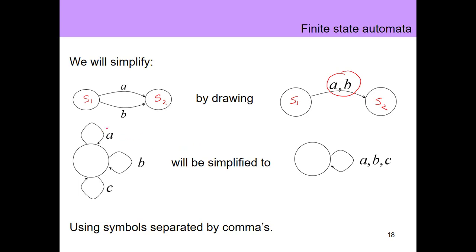If we have a possibility to stay in the same state, let's say this is state S3, and if I take an A, I stay there. And if I take a B, I stay there as well, etc. So this can be simplified by writing one arrow and saying, okay, if I have an A or a B or a C, I stay there.